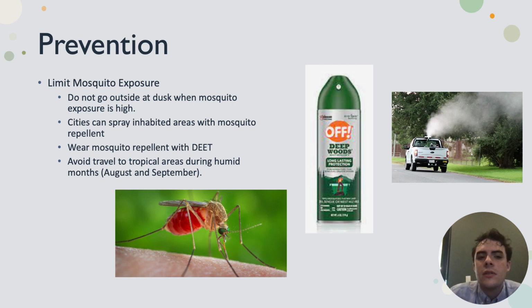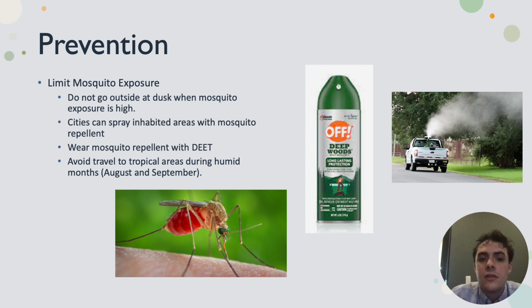And the reason that we don't want to go outside during dusk is because the temperature of the air is lower due to the sun setting. So mosquitoes are going to be more comfortable coming out then and flying around. So if we can limit the amount of time that we spend outside at these times, then we can ensure that our interactions with mosquitoes are lessened.